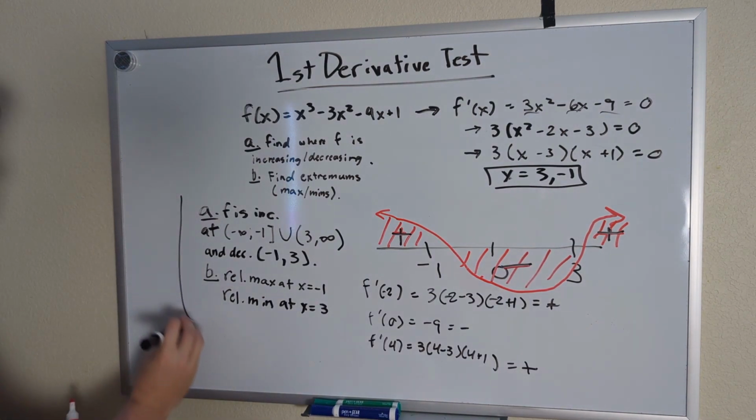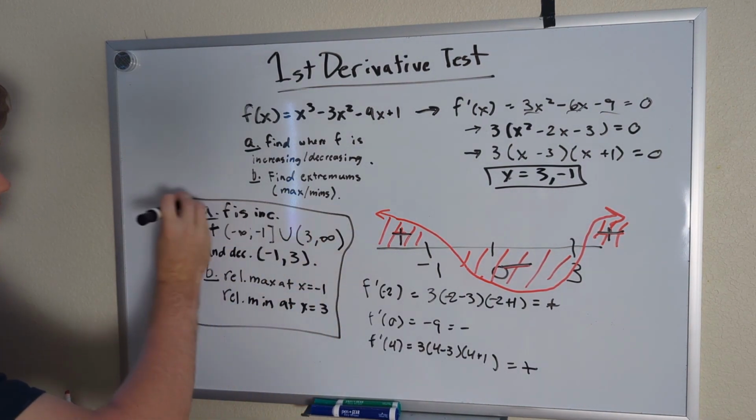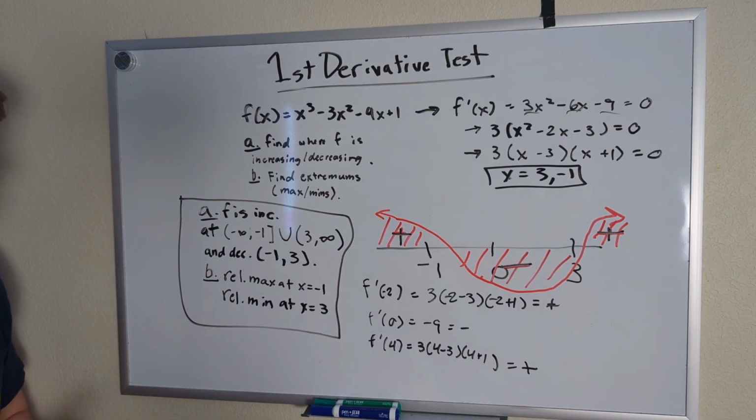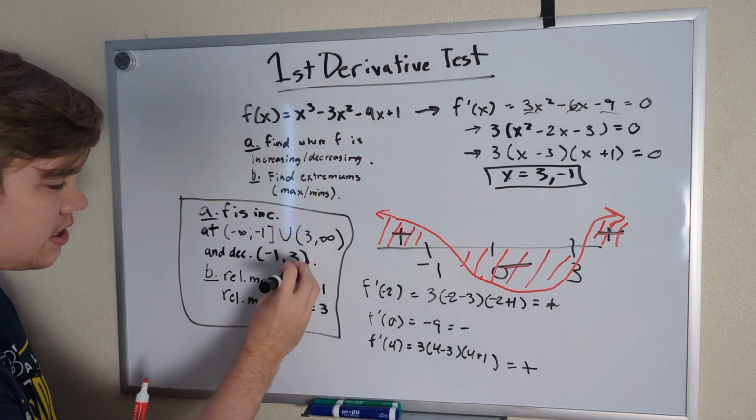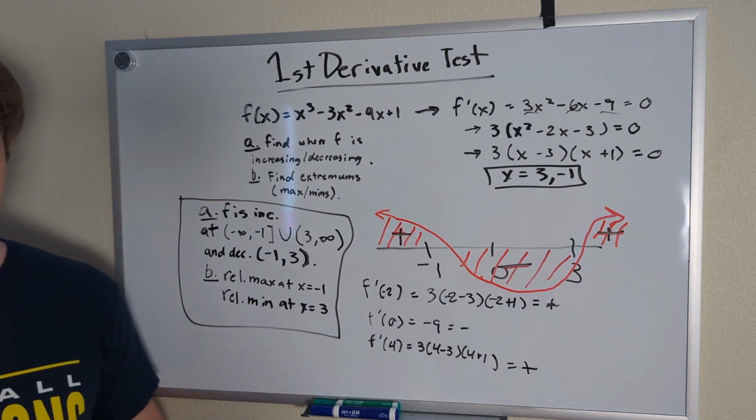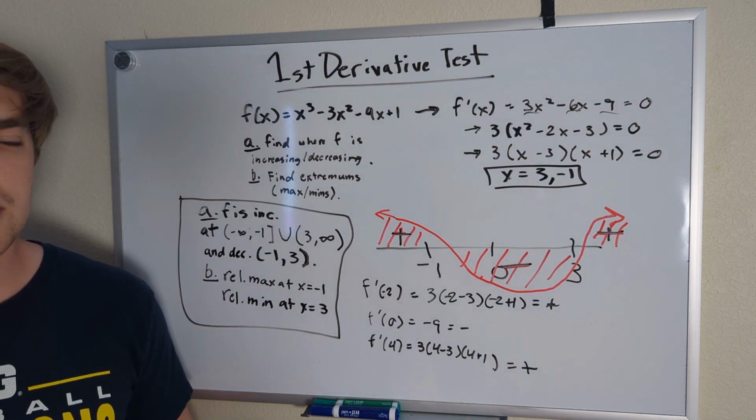So here's our answer. F is increasing at -infinity to -1 union 3 to infinity, and decreasing at -1 to 3. By the way, this is a parenthesis, not a bracket. And the relative maximum is at -1, and the relative minimum is at x equals 3.